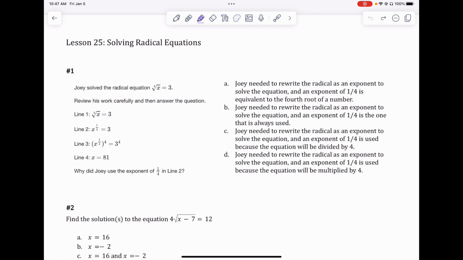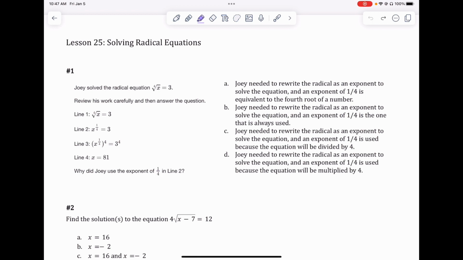So in the video notes, I explain it a little bit differently. I don't go through this process right here because it's not super necessary. It just adds an extra step. But I wanted to include it here because there is a question that looks specifically like this on your checkpoint. So at the bottom it says, why did Joey use the exponent of 1/4 in line 2?